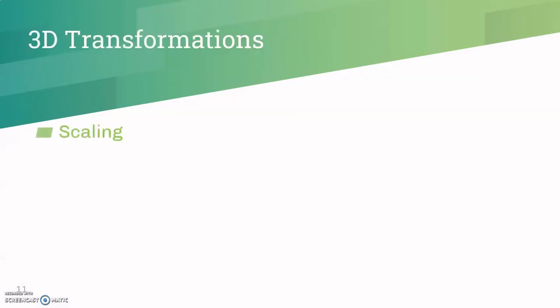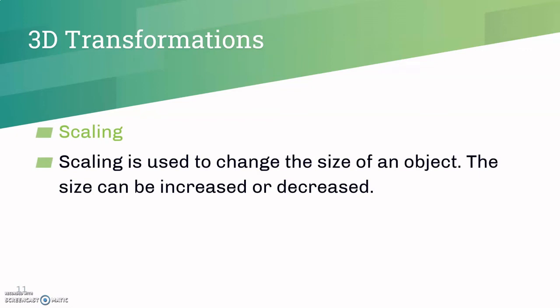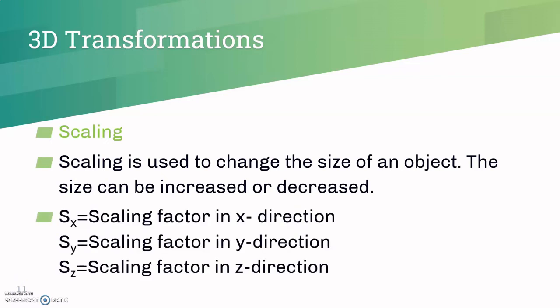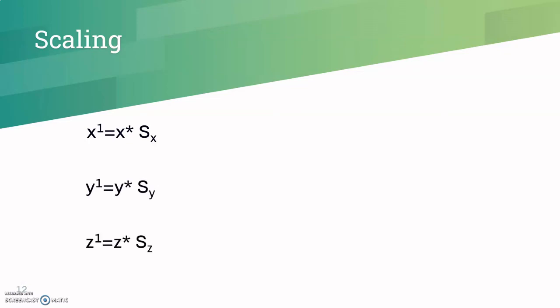Now our next topic is scaling. So scaling is used to change the size of an object. The size can be increased or decreased, same as we have seen in 2D scaling. So Sx means scaling factor in x direction, Sy means scaling factor in y direction and Sz means scaling factor in z direction. So the equations will be x dash is equal to x into Sx, y dash is equal to y into Sy, and z dash is equal to z into Sz.